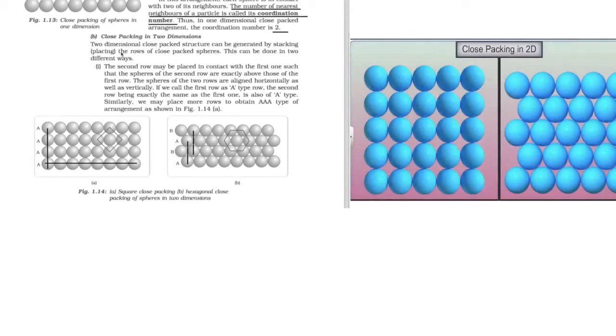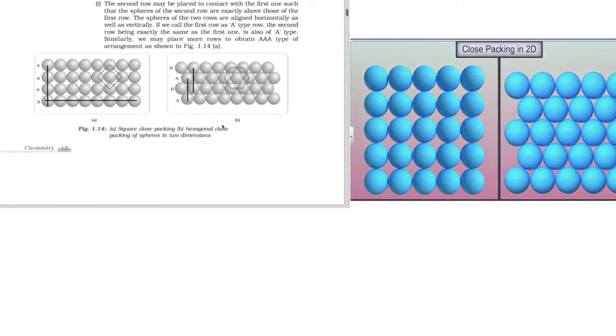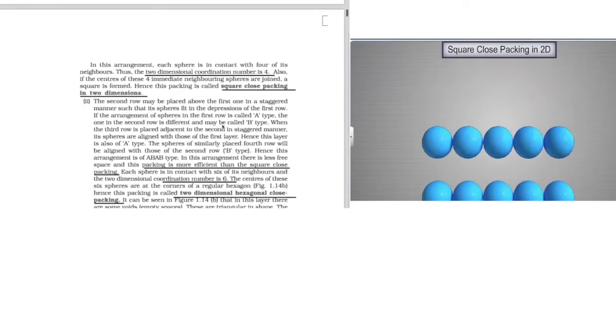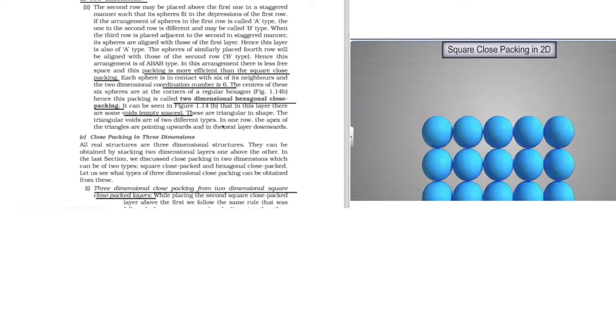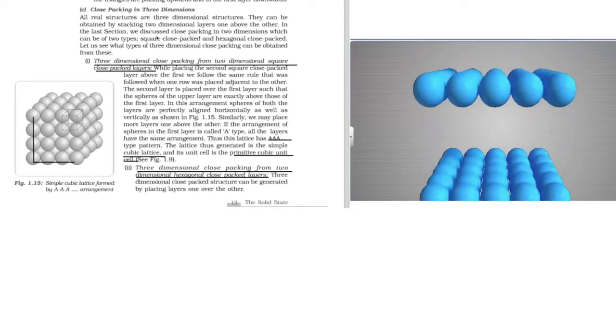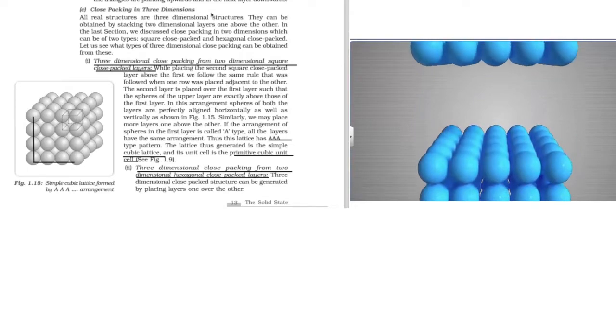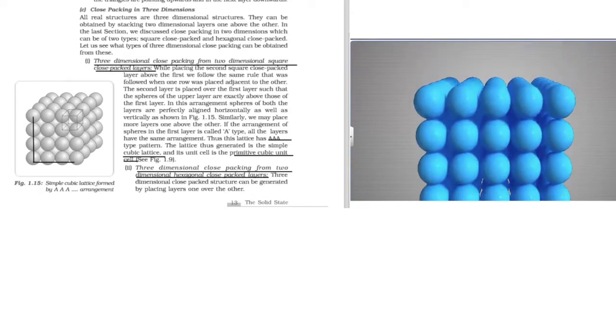Then second step is close packing in 2 dimensions. This is of two types, square close packing and hexagonal close packing. The third step is three-dimensional close packed structures. These are the real structure, and today we will discuss about three-dimensional close packing in detail. So let's start the topic.